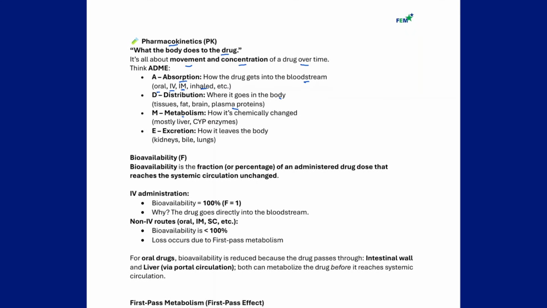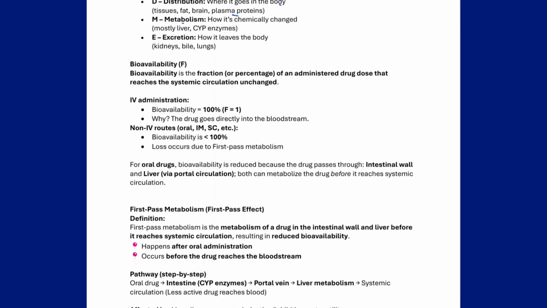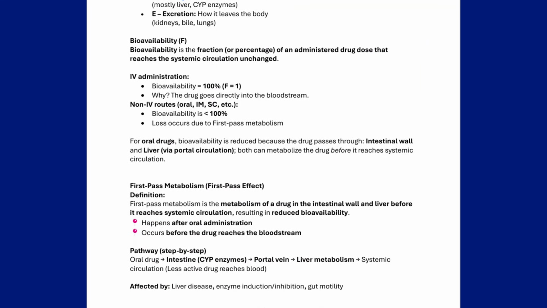So now let's focus on bioavailability. Bioavailability is the fraction or percentage of an administered drug dose that reaches the systemic circulation unchanged. As you would expect, if you give a medication intravenously, because you're giving it directly into the vasculature, into the plasma, the bioavailability of that drug is going to be 100%. We normally represent bioavailability by F. So F equals 1, because 100% means 1.